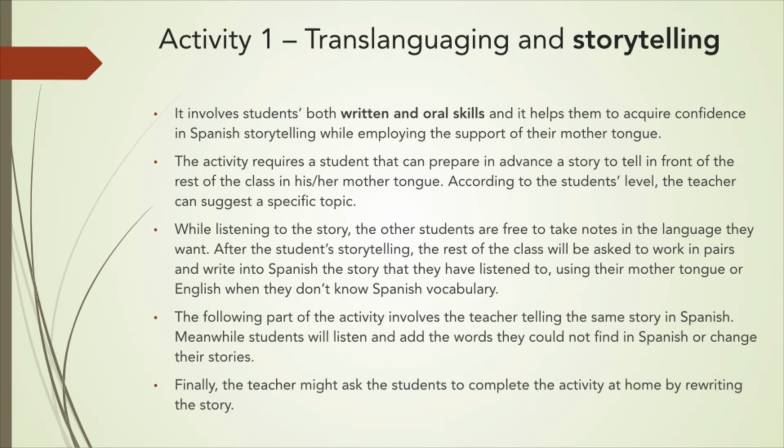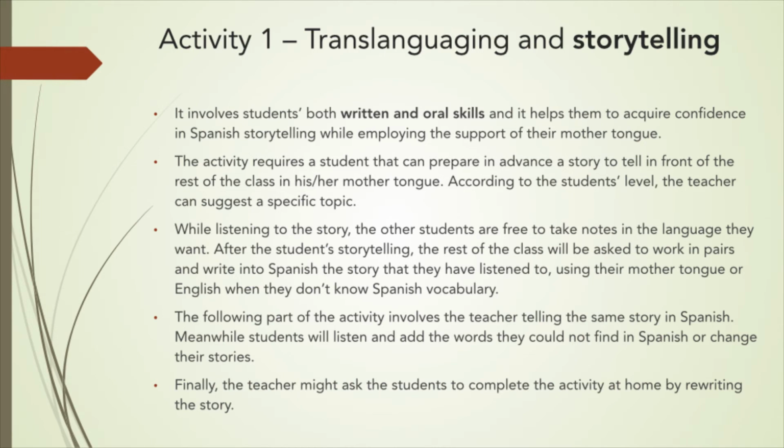Let's now move to a practical implementation of translanguaging in the Spanish as a foreign language classroom. The activity we can focus on today is about storytelling. It will be an activity that involves students' both written and oral skills, and it will help them to acquire confidence in Spanish storytelling while using the mother tongue or another language where they feel confident to support the learning process of the new language, which in this case is Spanish.